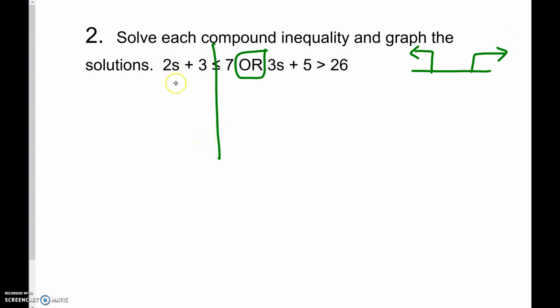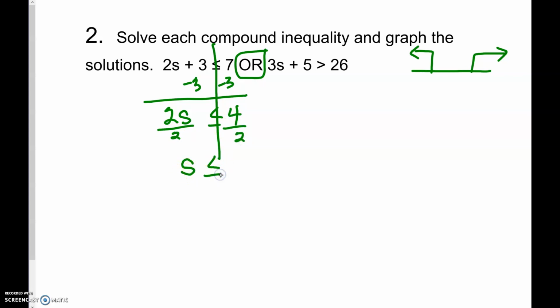So I need to get s by itself. The first thing I need to do is subtract 3 from both sides. So I have 2s, no flipping because all I did was subtract, is 4. Now I'm going to divide by this number 2. And again, I am not going to flip my inequality sign because I divided by a positive number. No flipping. So now I'm just going to go down here, start my number line.